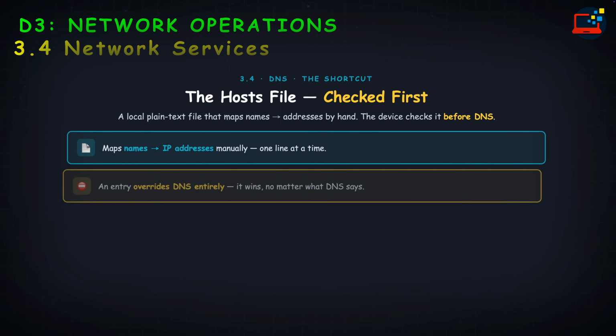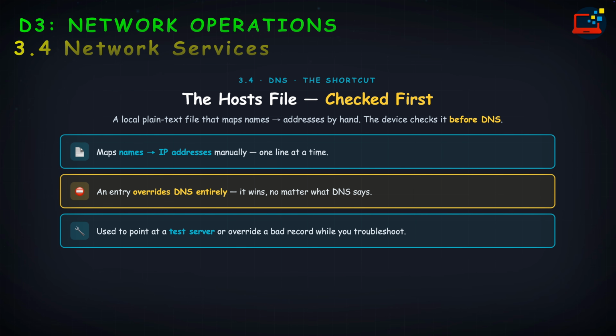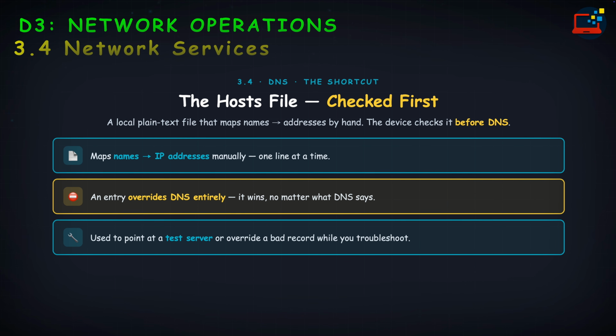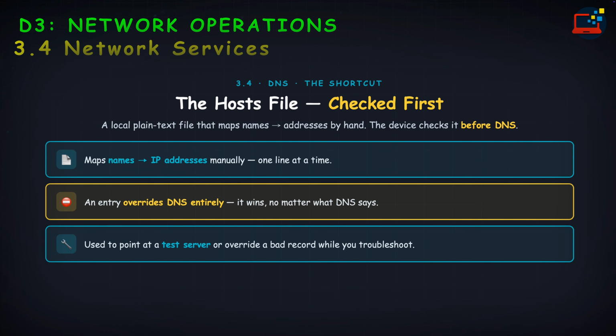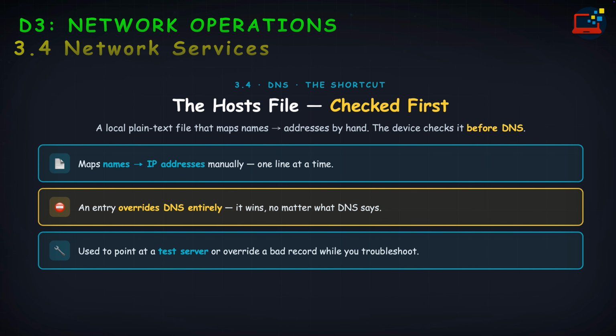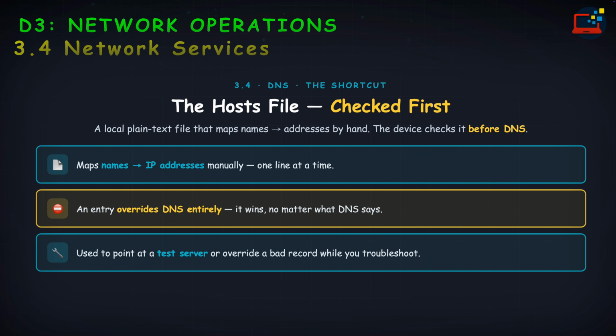There's one shortcut that happens before any of this. Every device has a local hosts file, a plain text file that maps names to addresses by hand, and the device checks it first. An entry in the hosts file overrides DNS entirely, which is why it's used to test a test server or to override a bad record while you troubleshoot.